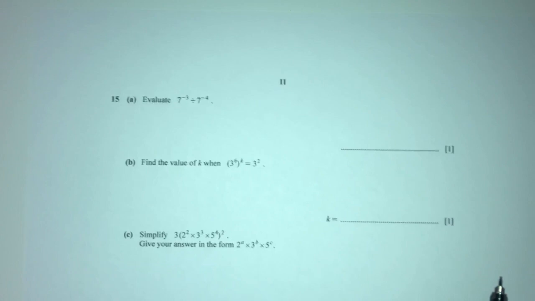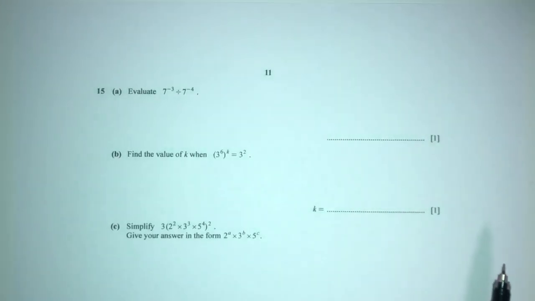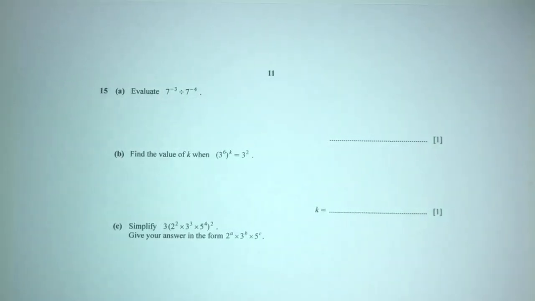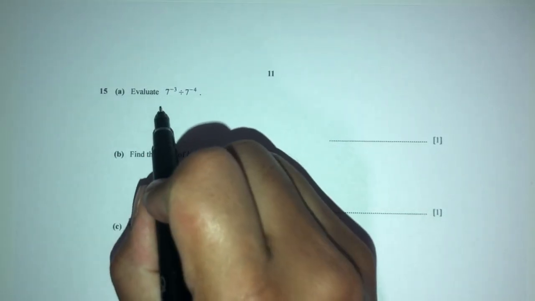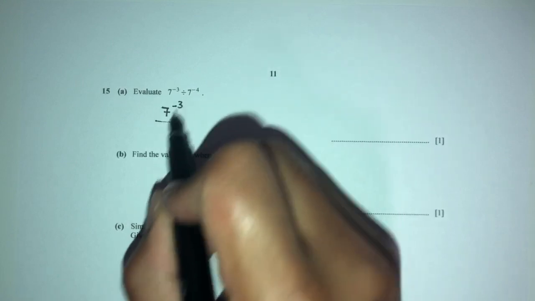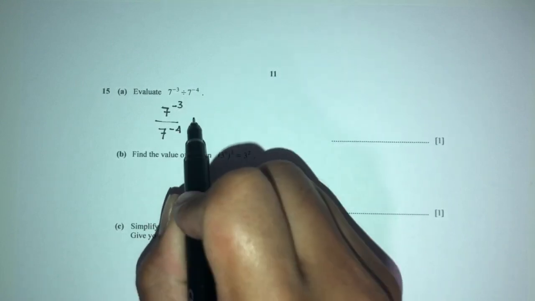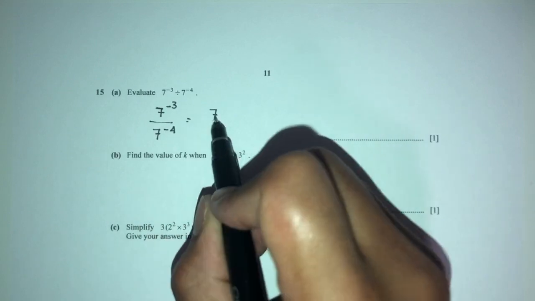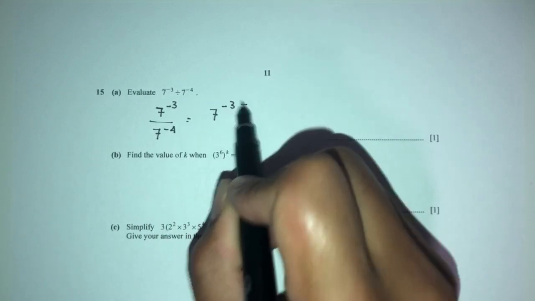Now let's move on to question number 15. Here we have to evaluate this one. Let's see how we can solve this. Here we have 7 power minus 3 divided by 7 power minus 4. Now we do know divide is minus, right? So that will become minus. Here we have minus 4. For example, we have to understand that.